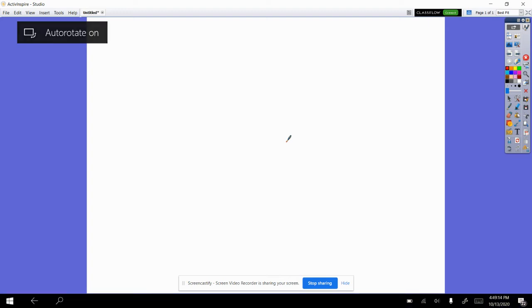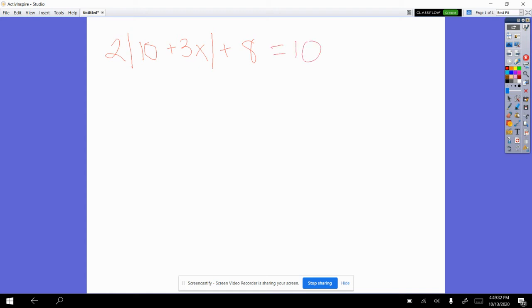All right, so this problem has 2 absolute value of 10 plus 3x, the other absolute value symbol, plus 8 equals 10. Okay, so first we're going to simplify the problem. Minus 8 on both sides. Now we have 2 absolute value of 10 plus 3x, and 10 minus 8 is 2.